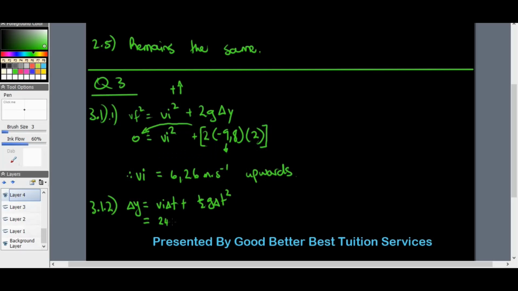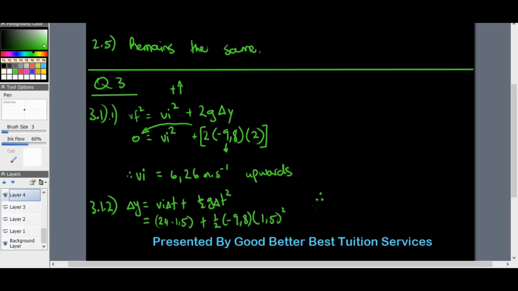24 times 1.5 for this section here, plus half. Now the object is going upward, so I'm going to choose upward as positive, times negative 9.8, because gravity is going down, so negative indicates a change of direction, times 1.5 all squared.